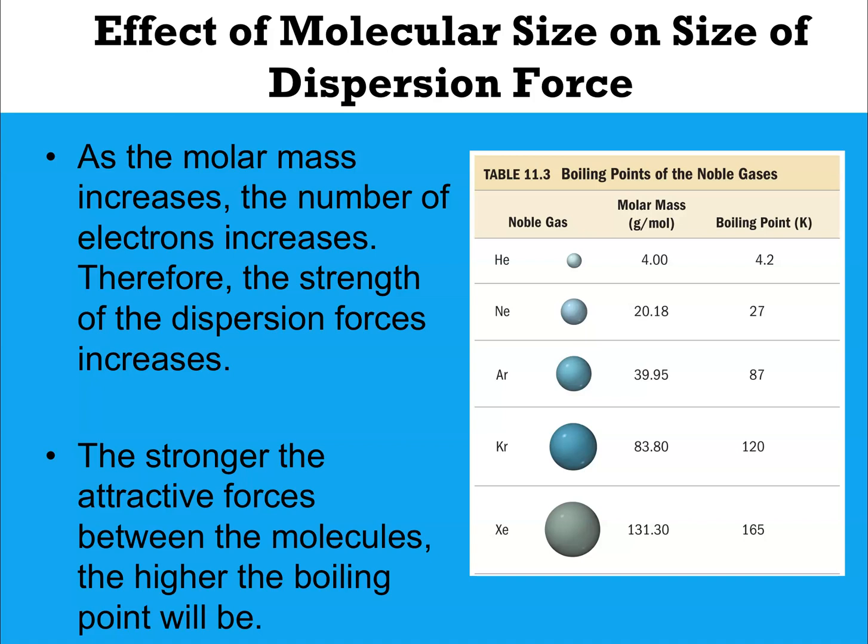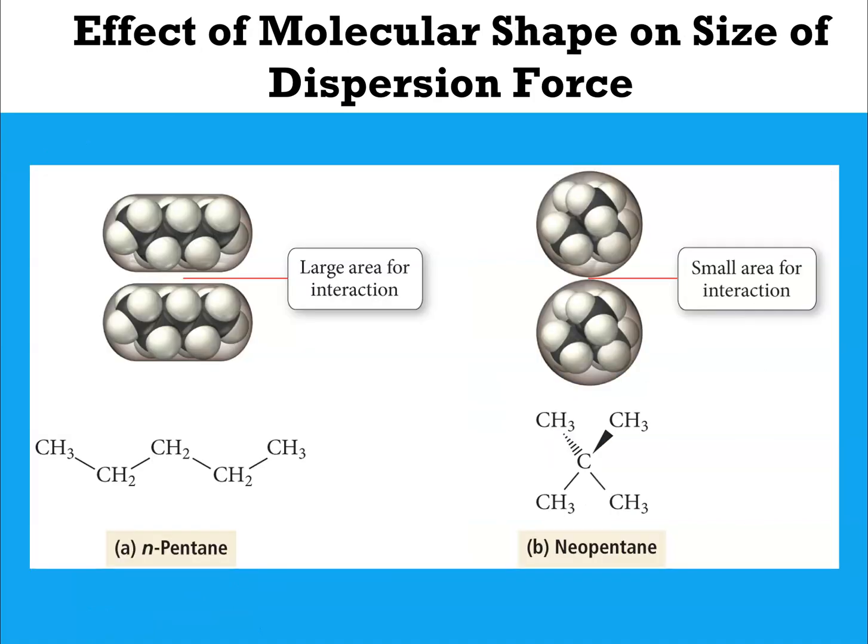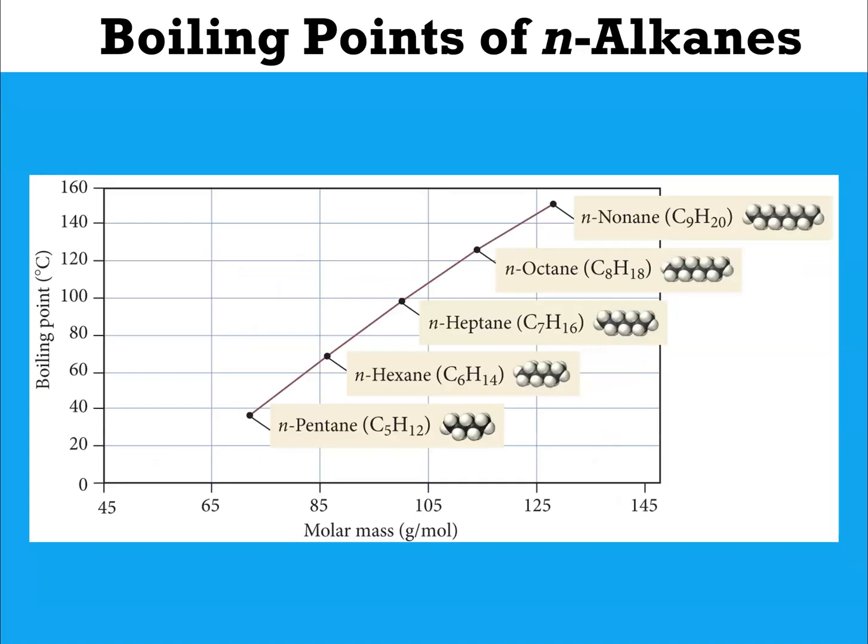Going back to the shape effect, here we are with pentane versus neopentane, identical molar mass, identical elements within the molecules, but we can see that the shape of n-pentane, they sit very close to each other. It's a larger area of attraction, whereas neopentane doesn't have much area of attraction comparatively. So n-pentane on the left has to have a larger dispersion force, larger induced dipole because of the surface area argument.